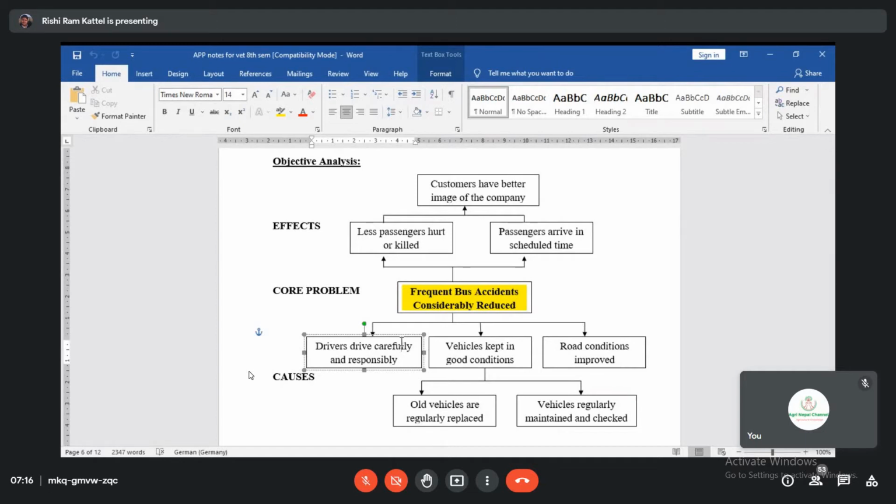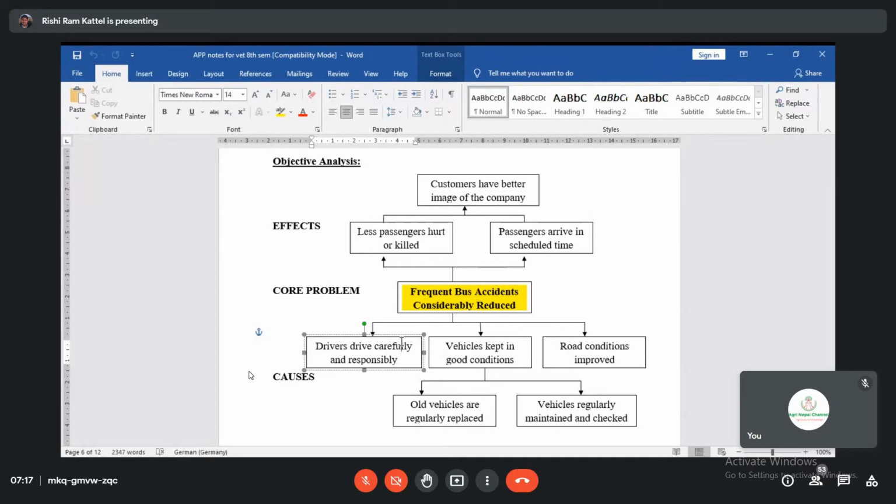Drivers drive carefully and responsibly. Vehicles kept in good condition. Road condition improved. These might be your objectives. And old vehicles regularly replaced, and vehicles regularly maintained and safe. So the negative statement will have to be made into a positive statement for working on the project.